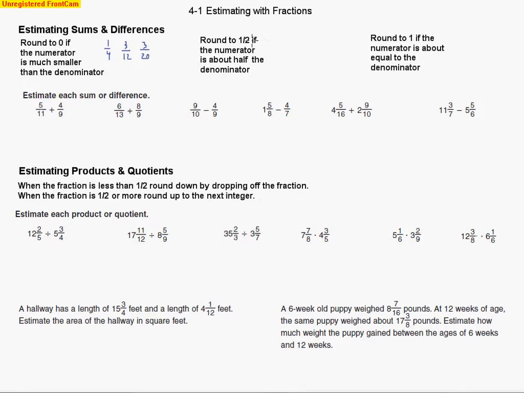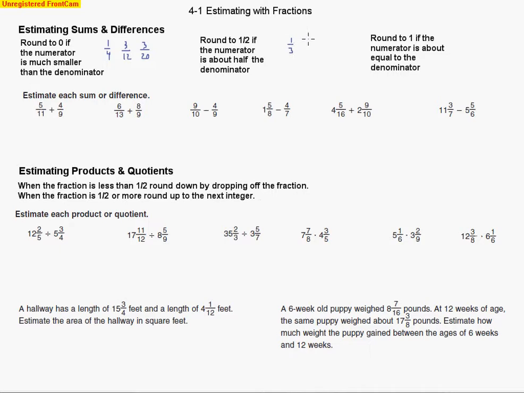I'm going to round to 1/2 if the numerator is about half the denominator. So for instance, if I had 1/3, see, 1's not much smaller than 3. If I looked at a 1-year-old and a 3-year-old, they're about the same. And notice how half of 3 is 1.5, so that's pretty close to 1/2.